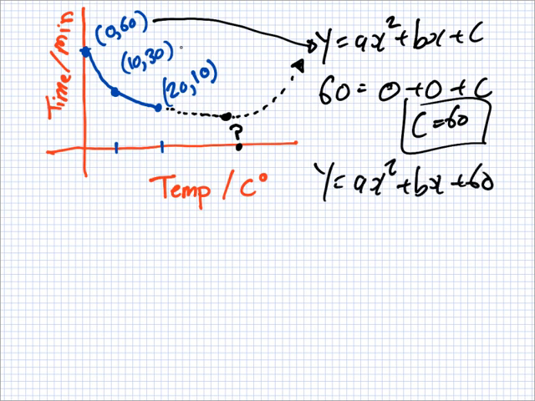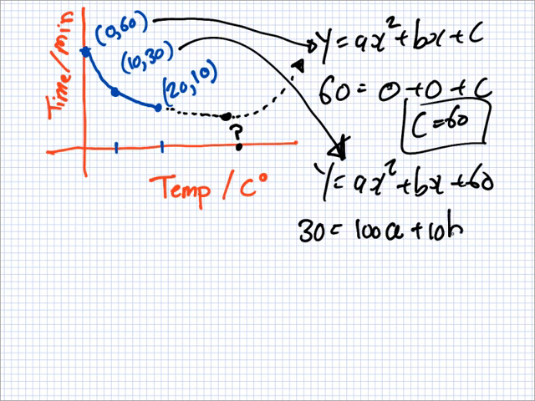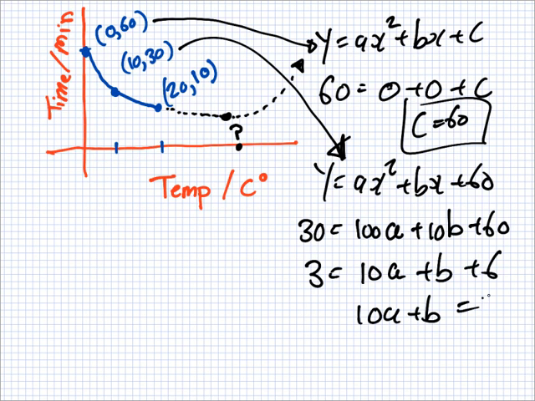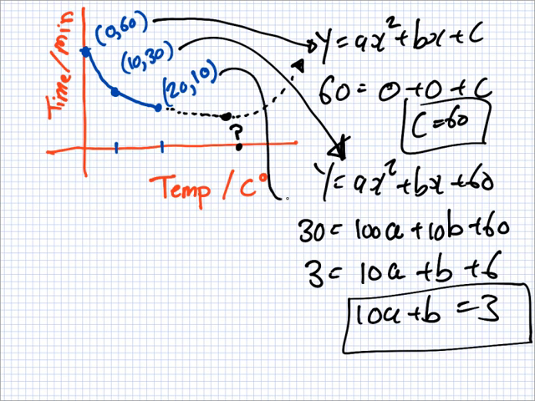Okay, let's sub in the second point. So now we get 30 equals 100a plus 10b plus 60. I can divide by 10, and I can say 10a plus b equals 3. Now, I don't know the a and the b, but you could probably have a good guess at what's going to happen. I sub in the next point, and what do you think I'll be left with?